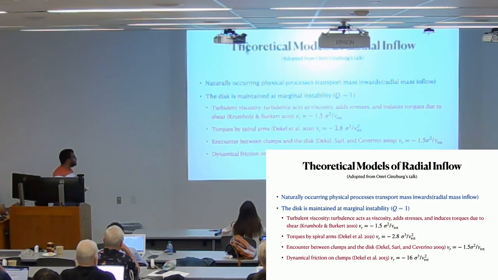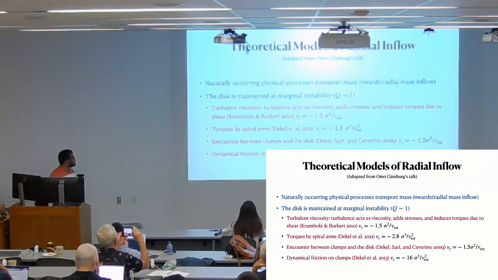Last week, those of you who were present at the pre-conference workshop heard Omri give a very nice talk summarizing different theoretical models for radial inflow. Basically, there are naturally occurring physical processes that drive transport of mass inwards while the disk is maintained at marginal instability, so about Q equal to 1. It can be turbulent viscosity, where the turbulence induces torques, and in that case the inflow velocity is this.